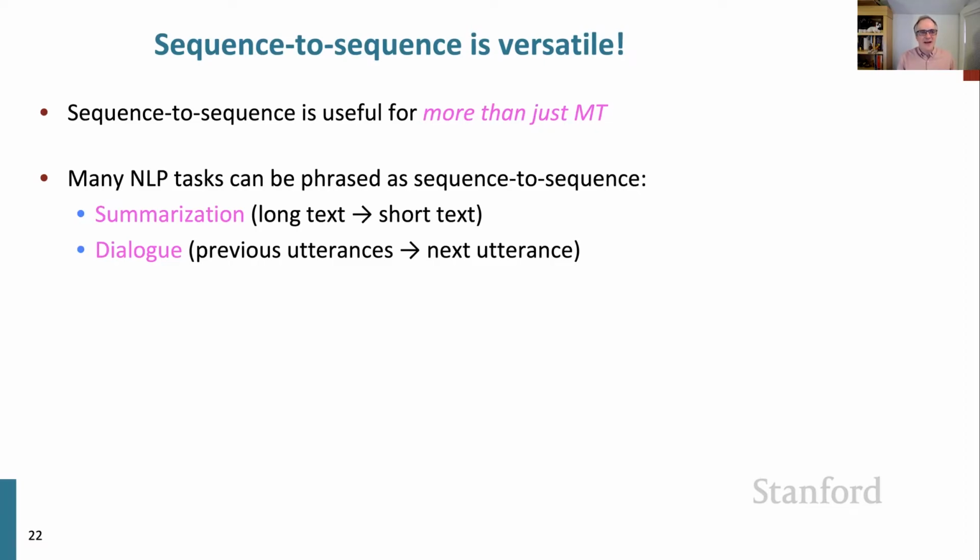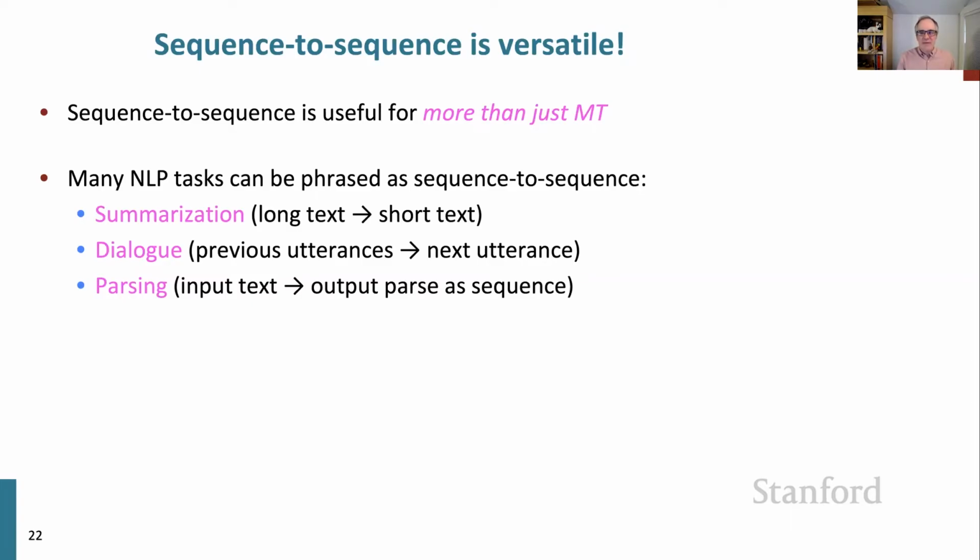So they're commonly used for neural dialogue systems. So the encoder will encode the previous two utterances, say, and then you will use the decoder to generate a next utterance. Some other uses are even freakier, but have proven to be quite successful.